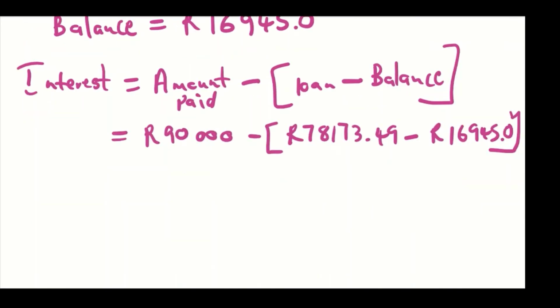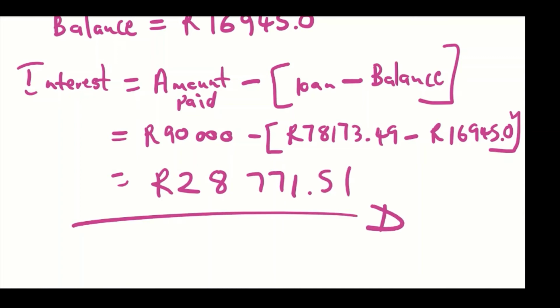And then you're just going to punch the entire thing into your calculator, and you should get an interest of 28,771.51. So that is the final answer, your interest made. Done for this question. Off to the next.